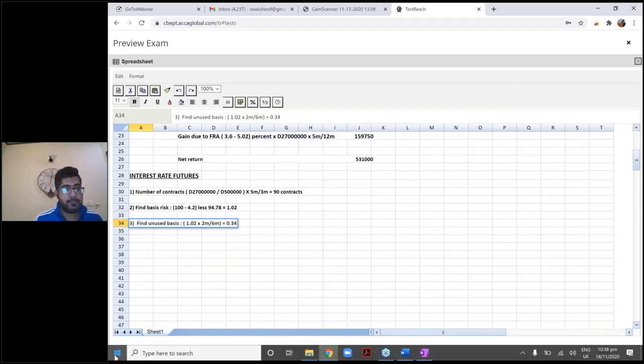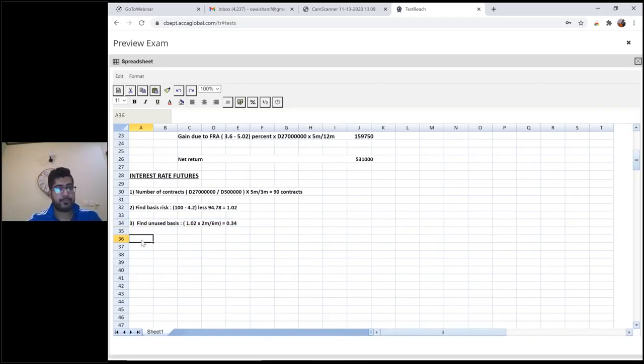I'm repeating again. The unused basis is basis risk 1.02, just compute it, into extra months over total months. Extra months: we wanted to borrow or deposit on 31st Jan, so we needed a future of 31st Jan, but we took a future of 30th March, so 2 extra months. Total months: today's date is 1st October, and we took a future of 30th March, so 1st October to 1st November, 1 month, 1st December, 2 months, 1st January, 3 months, 1st February, 4 months, 1st March, 5 months, and 30th March, 6 months. This is how you get unused basis.